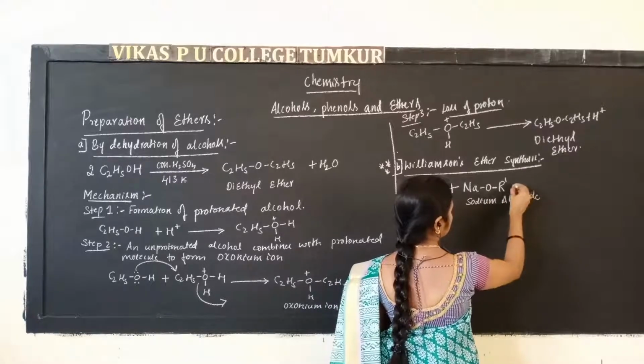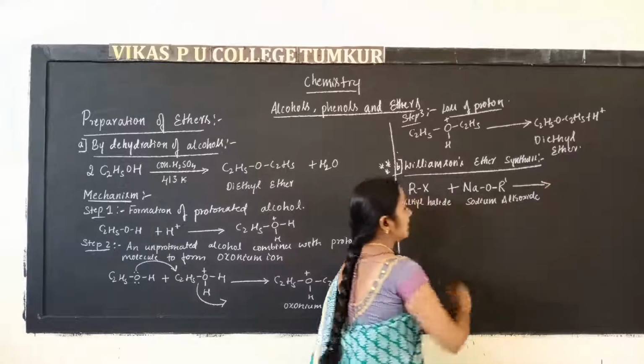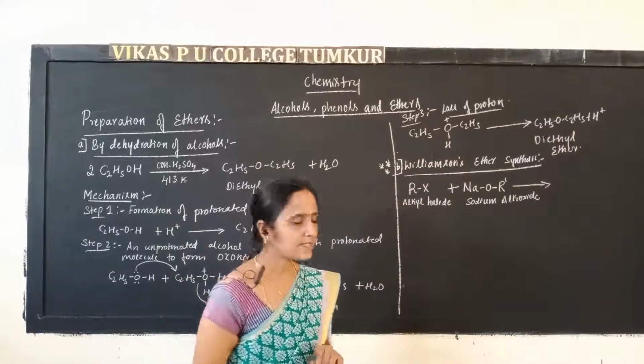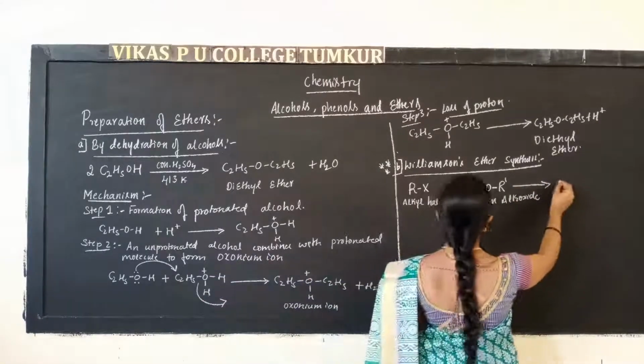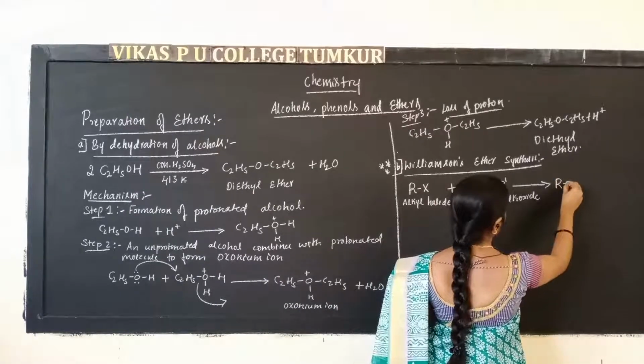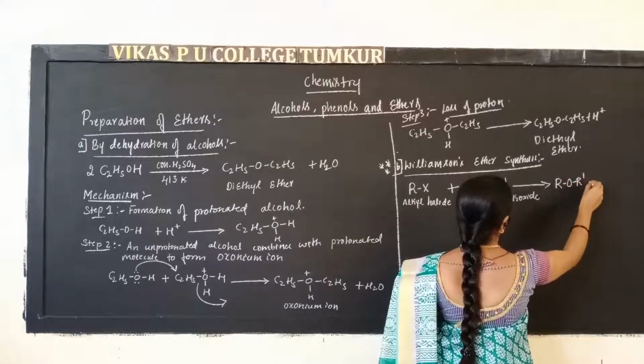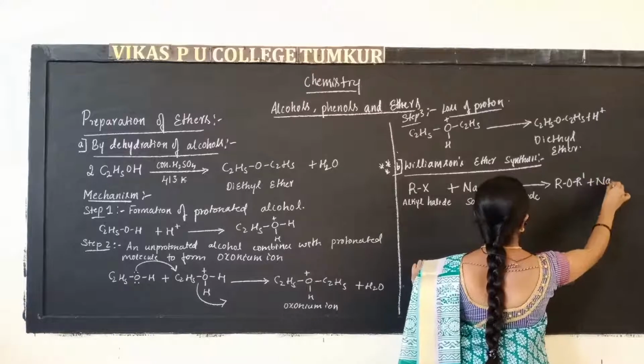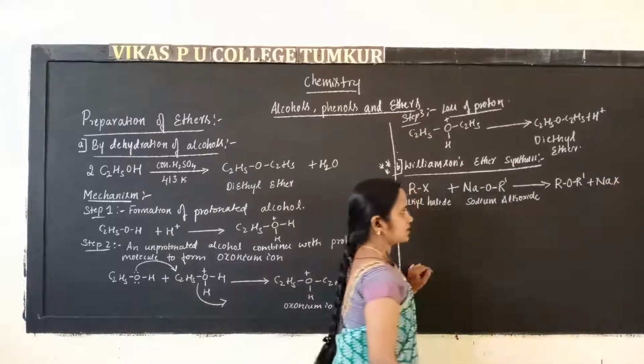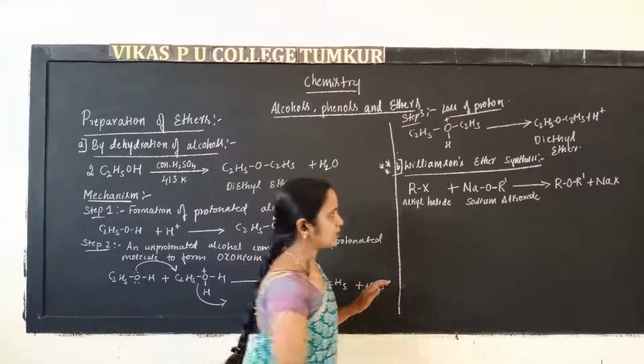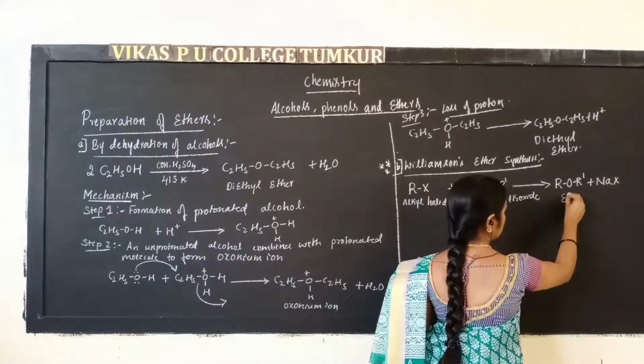Sodium alkoxide reacts with an alkyl halide, and an ether is going to be formed. That is ROR plus NaX. Here, an ether is going to be formed by this method.